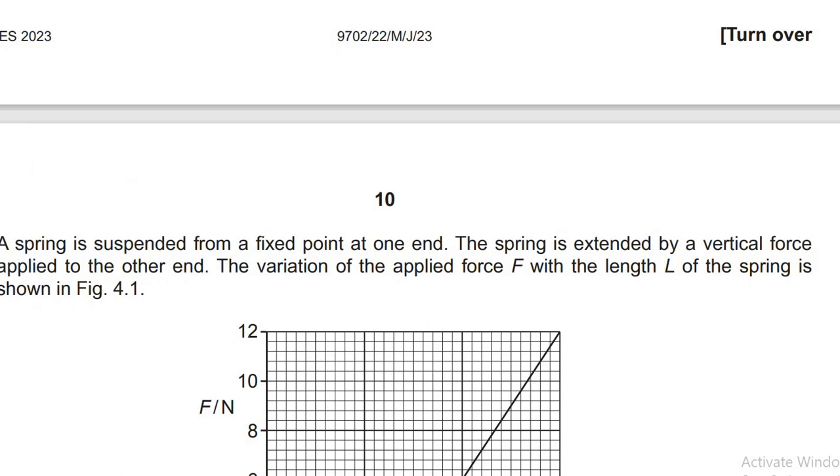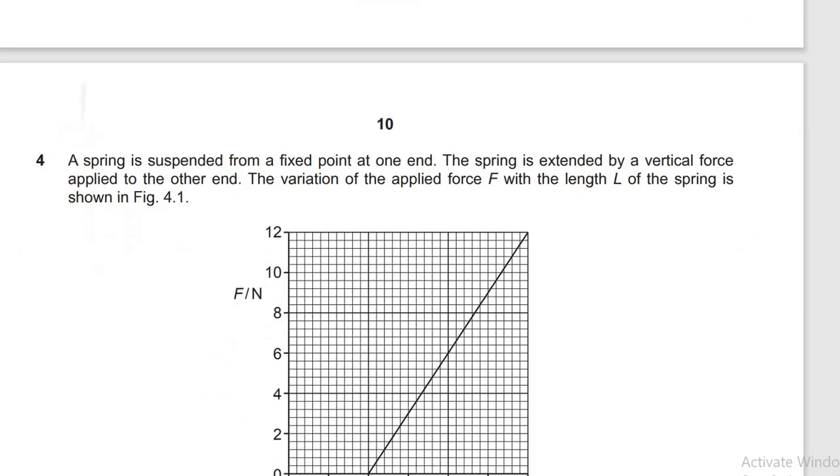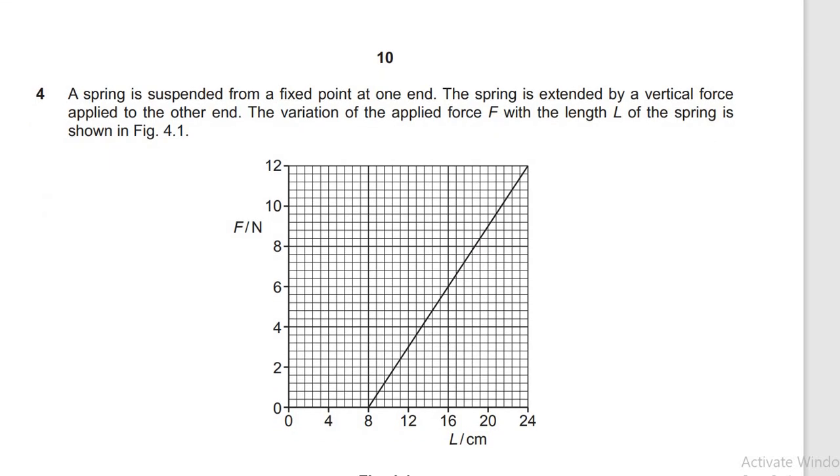Number 4. A spring is suspended from a fixed point at one end. The spring is extended by a vertical force applied to the other end. The variation of force against the extension L is this. Okay, look at this graph. The graph starts from 8. Do you know the meaning of this?